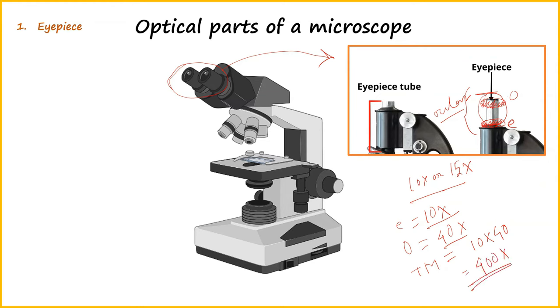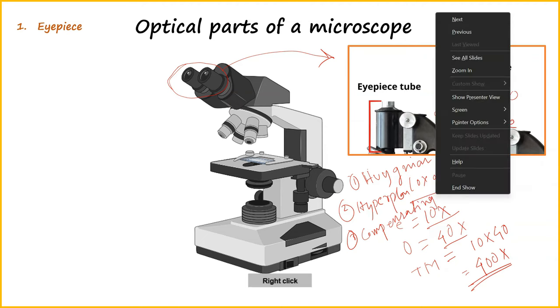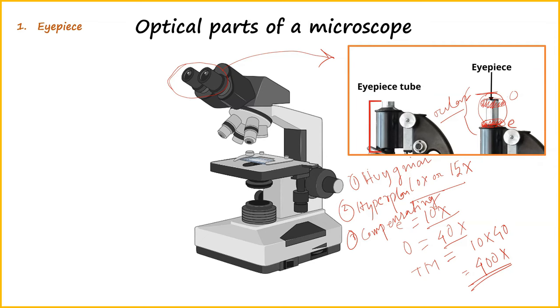Now there are different types of eyepiece. There are basically three types. First, Huygenian. Second type is hyperplane, and third type is called compensating. Now come to the function. What is the function of the eyepiece? First, this eyepiece portion helps the viewer to see the magnified image of the specimen. Second, it helps to magnify the image of the specimen. Third, it corrects the defects of the objective lens.